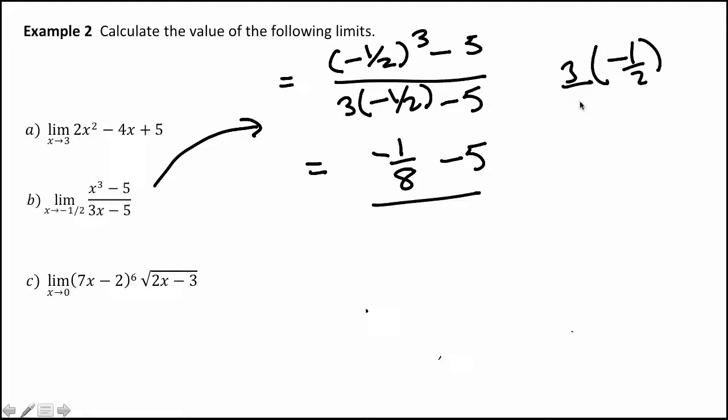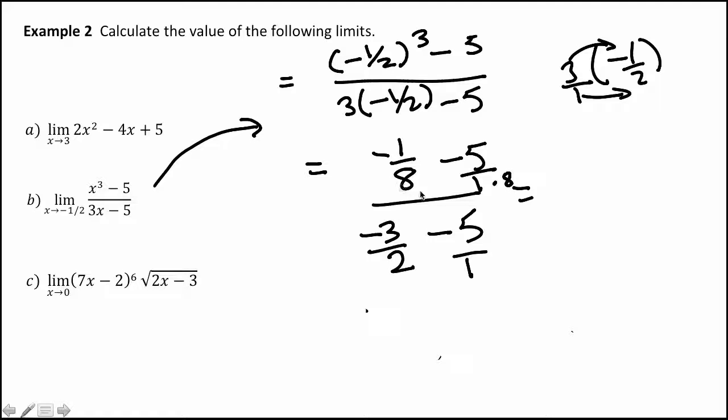Remember, 3 is the same thing as 3 over 1, and then you multiply across. So we have 3 times negative 1 is negative 3, 1 times 2 is 2. And then you have that minus 5. Now remember, this is going to be over 1. This is going to be over 1. To combine fractions, we need a common denominator here. So we're going to multiply this by 8, since we need that to become an 8. So we have a common denominator. Whatever we do on bottom, we do on top, so we multiply that by 8. For this here, we need a common denominator of 2, so we're going to multiply this by 2, multiply this by 2.